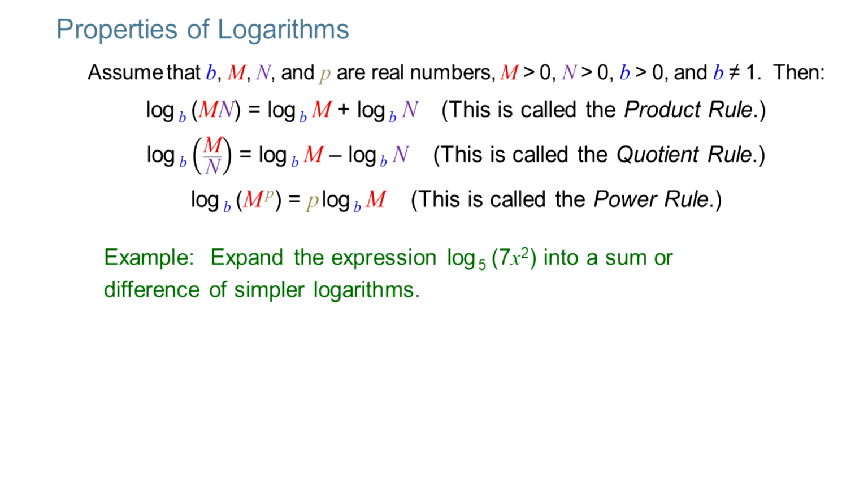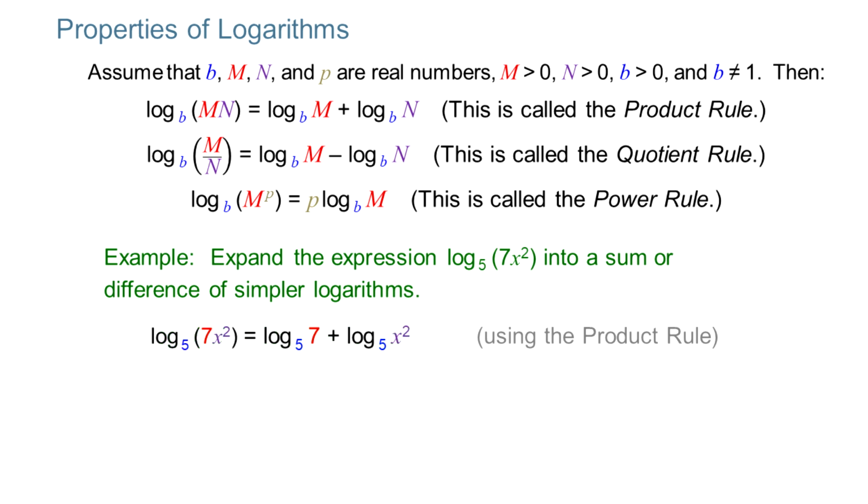For my next example, I will start by using the product rule. Since 7x squared is equal to 7 multiplied by x squared, I can change the m in the product rule to 7, and I can change the n in this rule to x squared. Also note that I changed the b's to 5s. If you have trouble seeing what I did for this part of the problem, the colors here may help you.